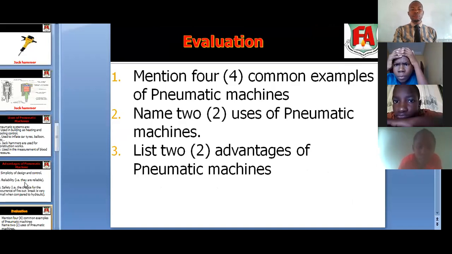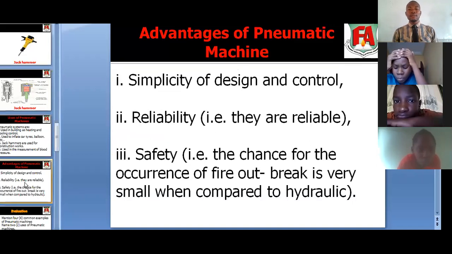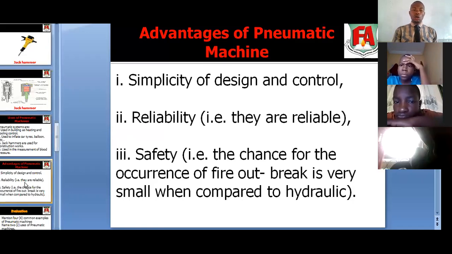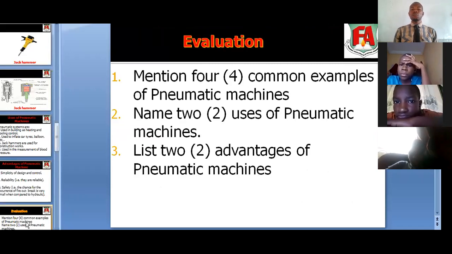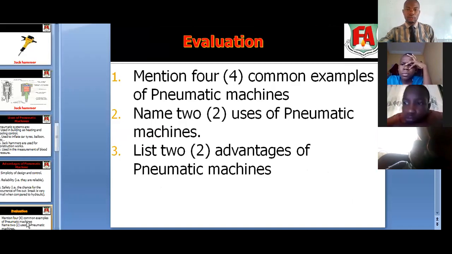In the absence of questions, I believe I can ask you my question now. Okay. Evaluation. Question number 1. Mention 4 common examples of pneumatic machines.